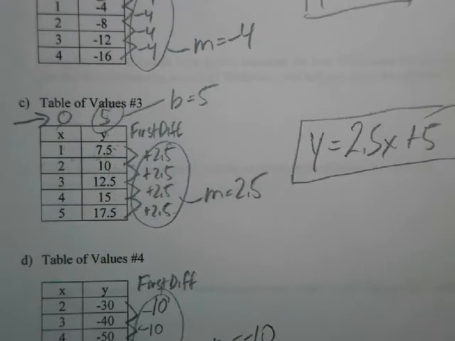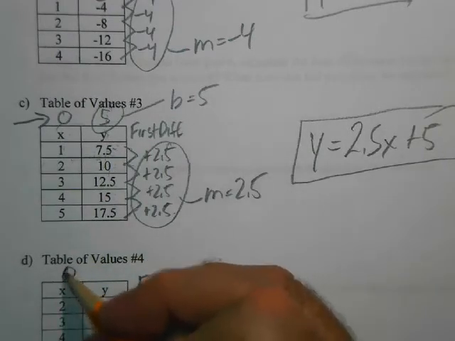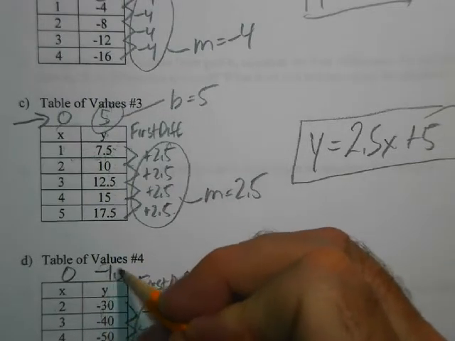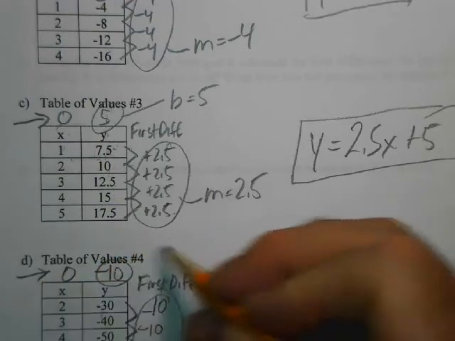Okay, so if we want to find that missing entry for x equals 0, we actually have to go back 2. If the pattern is decreasing by 10 going down, it's increasing by 10 going up. So if I have to go up another 2, I'm going to be adding 20 to get this number. Negative 30 plus 20, that's negative 10. So that will be our b value.